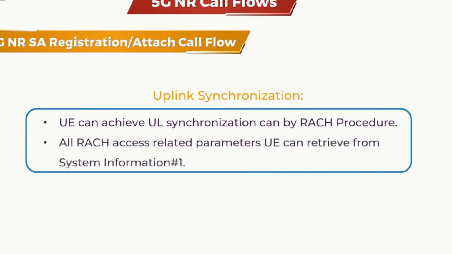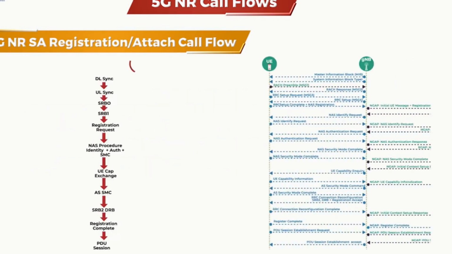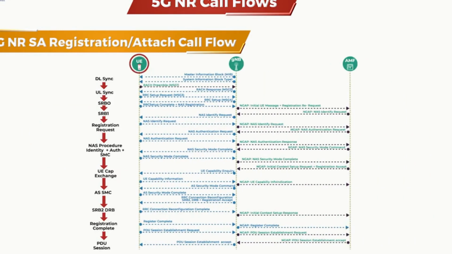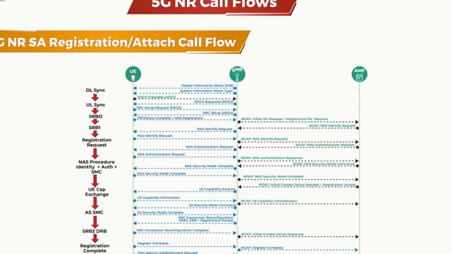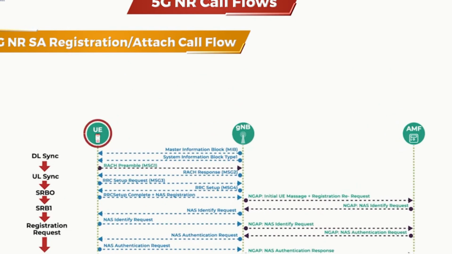All RACH access related parameters the UE can retrieve from System Information 1. For the RACH procedure, the UE selects a random preamble. This preamble is referenced with the RAP ID. The UE also starts a timer T300 to await the RRC setup message from the gNodeB.